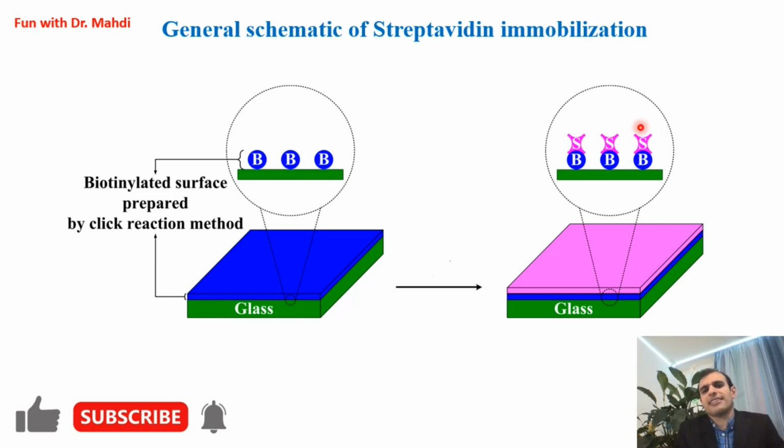Sometimes maybe you want to make a sandwich of streptavidin. In this case, again, we can cover the surface with pure biotin, but in this video, we don't want to make a sandwich, we just want to immobilize streptavidin on the surface. First we use chemistry, we cover the surface with biotin, and then, with non-covalent interaction, we immobilize streptavidin on the surface.